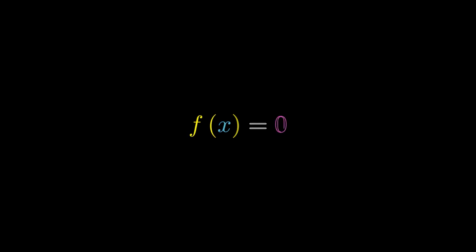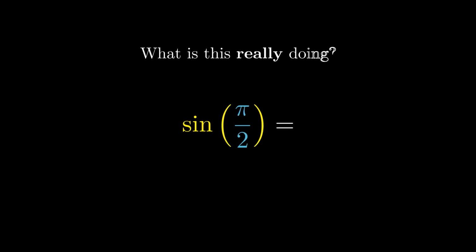Oftentimes, in math, we are given a function, one where it takes in a certain input and then generates an output, and we kind of just have to accept it for what it is. Take the sine function, for instance. When you input something into the sine function, take pi over 2, for example, what is really going on behind the scenes such that pi over 2 gets manipulated into becoming a 1?